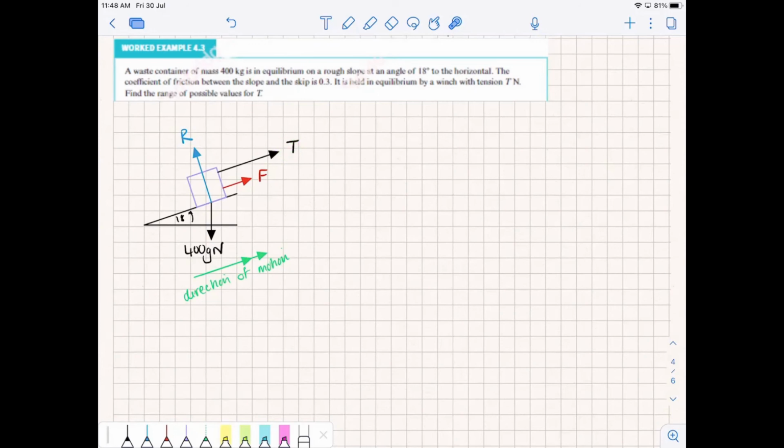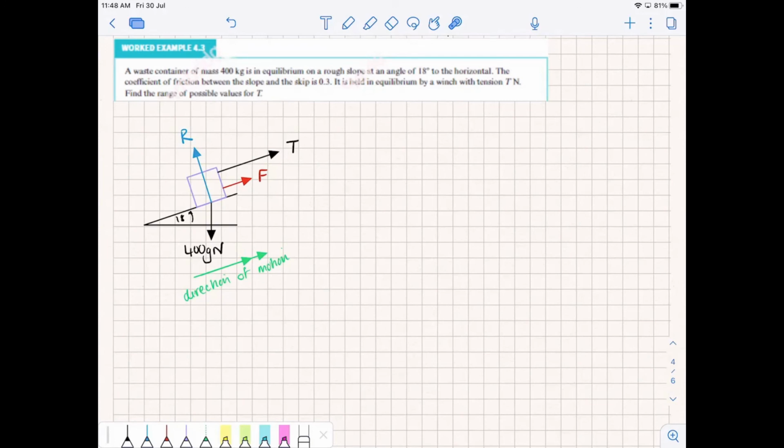And what they want us to do is find the range of possible values for T. So we want to find the range, meaning what's the least amount of tension that's holding the container there from rolling down the hill, but also what's the maximum amount of tension that I could pull it at that it would just resist moving up the hill. In other words, we're pulling it with just enough power that it's on the verge of going up the hill, so the limit of equilibrium.